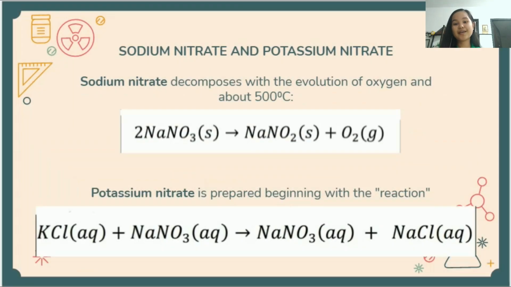Sodium nitrate and potassium nitrate. Sodium nitrate decomposes with the evolution of oxygen at about 500 degrees Celsius. Potassium nitrate is prepared beginning with the reaction.